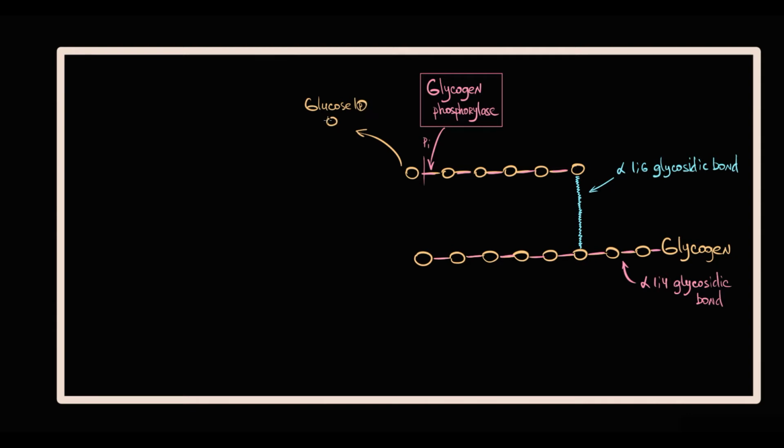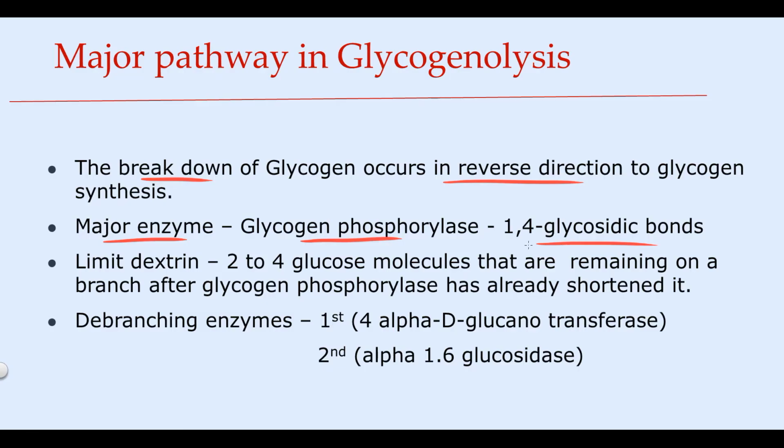Obviously, with cleavage of one glucose molecule, glycogen becomes one glucose molecule shorter. This systematic cleavage occurs until 4 glucose molecules remain on a branch, and these glucose molecules are called limit dextrin. So basically, the term limit dextrin refers to the 2 to 4 glucose molecules that are remaining on a branch after glycogen phosphorylase has already shortened it.